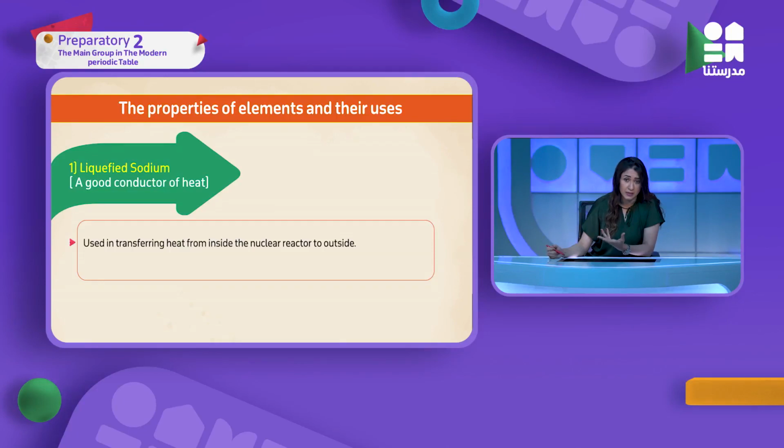احنا بنستخدم الصوديوم it is used to transfer heat from inside these nuclear reactors to outside. ليه بيستخدموه؟ to obtain vapor, to get steam, energy required for generating electricity. And it is a direct use. You must know this very well.